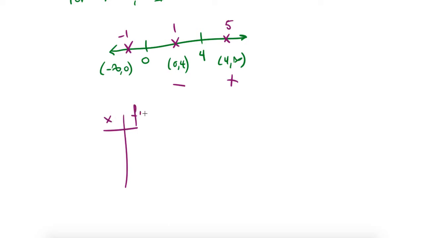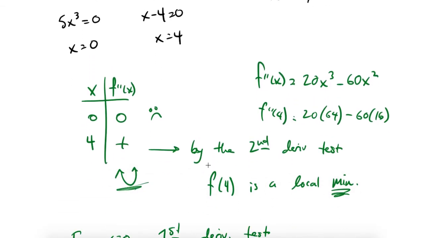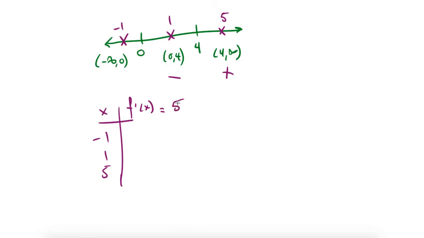So x, f prime of x. I'm going to take my representatives and plug them in. Remember that the first derivative here was 5x to the 4th minus 20x cubed. So if I test -1, I'll end up with something positive. If I test +1, I'll end up with something negative. If I test +5, I'll end up with something positive. So our predictions were right: these two were correct, and it turns out that this one was, in fact, positive.